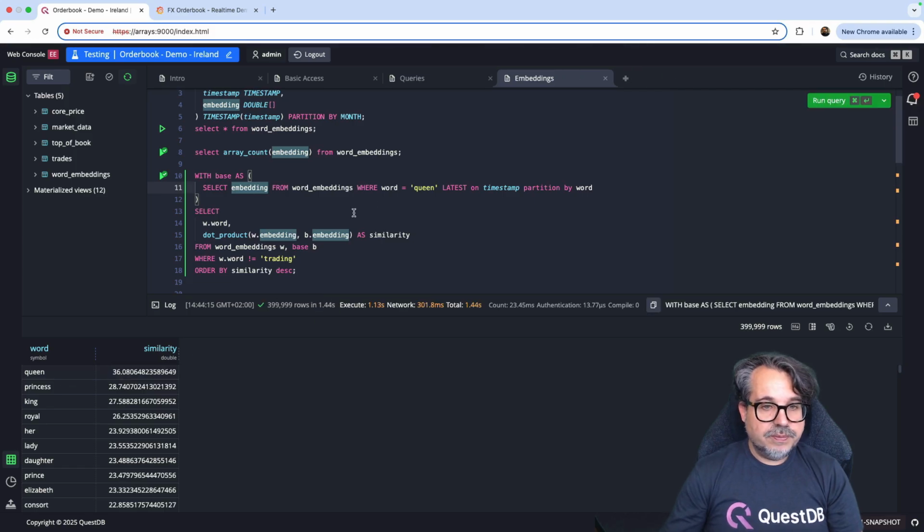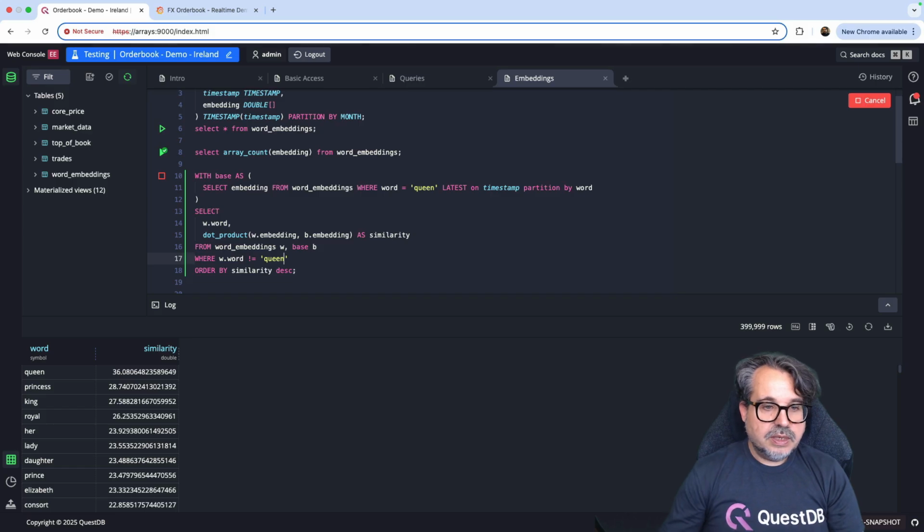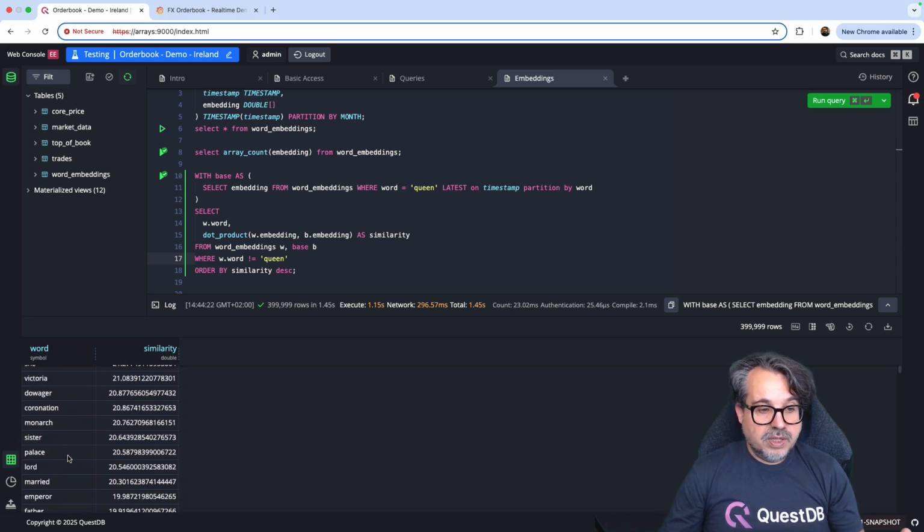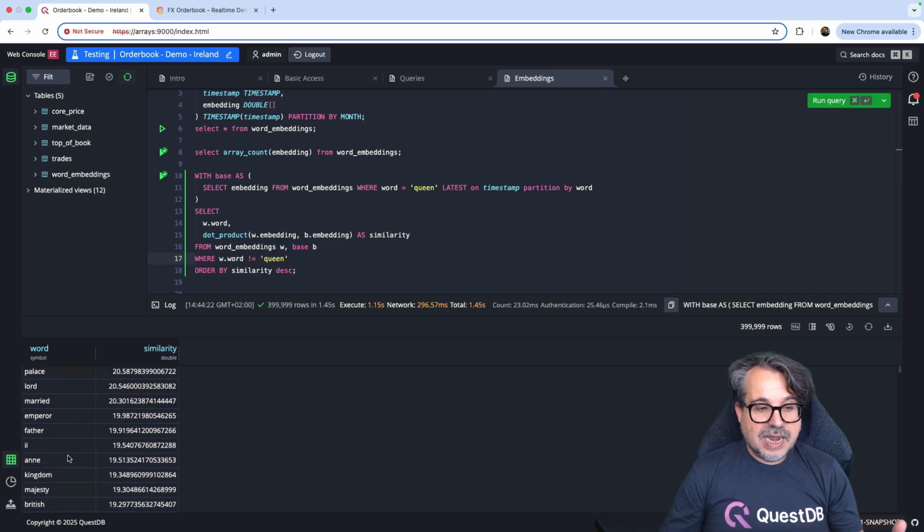So as you can see here, the most similar, oh, by the way, I had this query wrong. So now yes. So the most similar word to queen, which is not queen, is princess. Then the most similar after that is king, royal, her, lady, daughter, prince, Elizabeth, consort. So in this data set, as you can see, all the words at the top sound quite like queen.